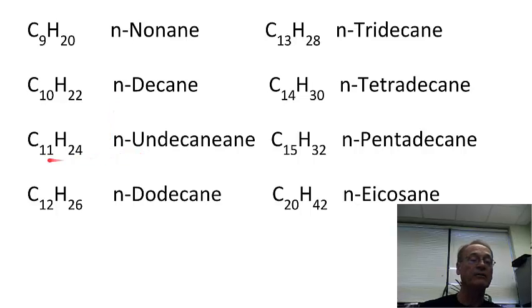And then after that, we just add a prefix in front of decane. So undecane means 11. Dodecane means 12. Tridecane means 13, tetradecane means 14, and so on, pentadecane. When you get to 20, C20H42, if all 20 carbons are in a row, no branches or rings, then we call it icosane, and that's what the N means, no branches or rings.